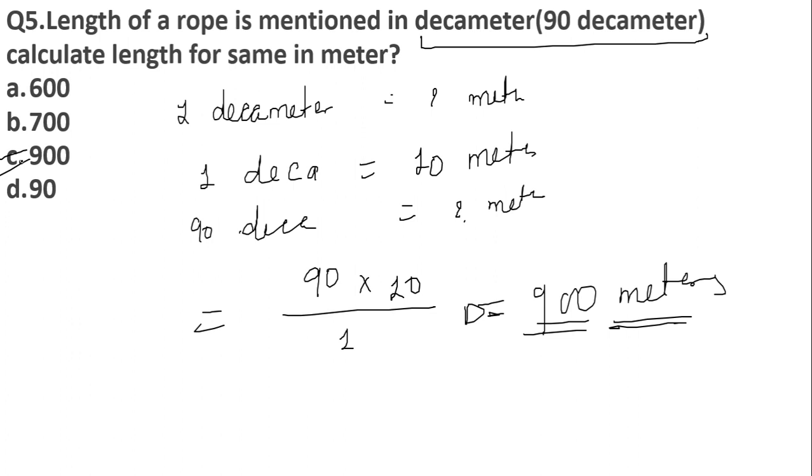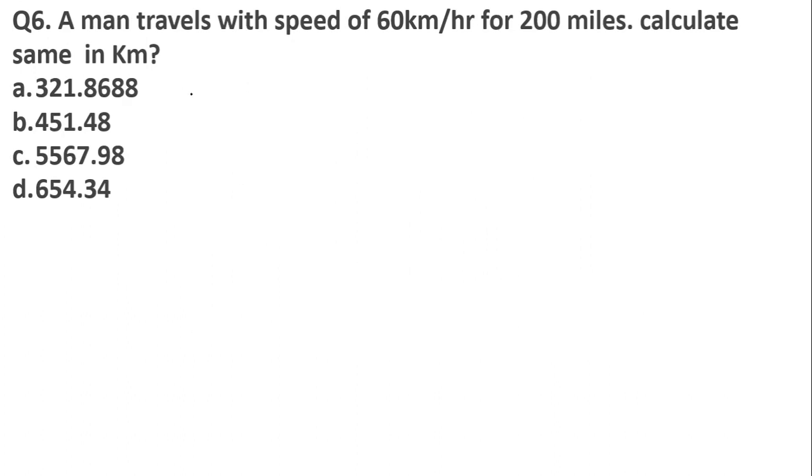Once you go through the conversion chart that I have mentioned, you can simply solve the questions in your mind. Okay, moving on to the next question. A man travels with a speed of 60 km per hour for 20 miles. Calculate the same in kilometer. Now the mention of speed was not important over here, and it is not needed for finding the answer.